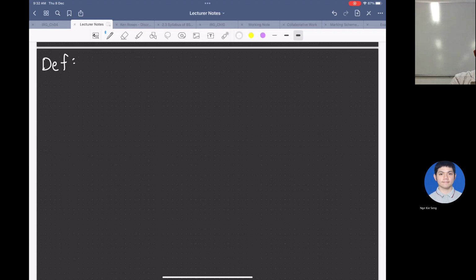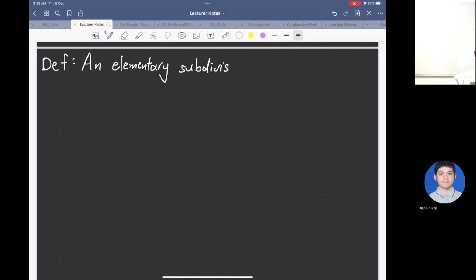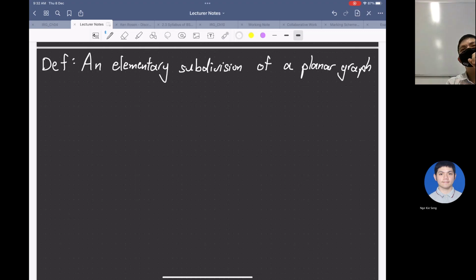Okay, so what we're going to introduce now is called an elementary subdivision. Subdivision. So what do you want to divide? There's nothing much to divide, right? You can't divide a vertex. If you divide the vertex, it's like you cut the watermelon in half, but a vertex is already the simplest entity, like the atom. So what we can cut is the edge.